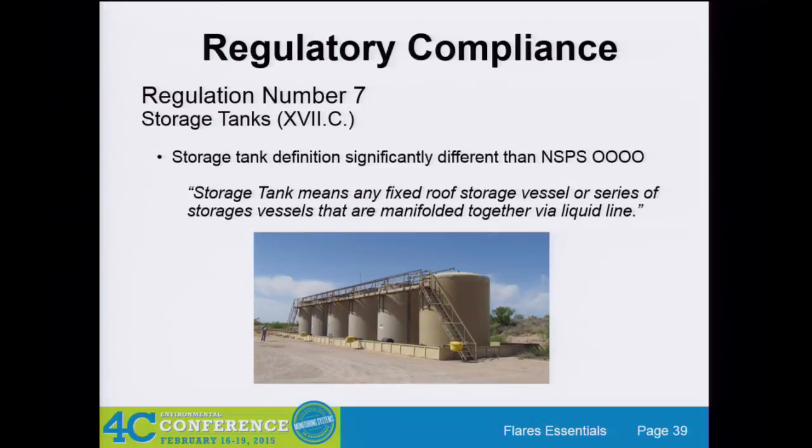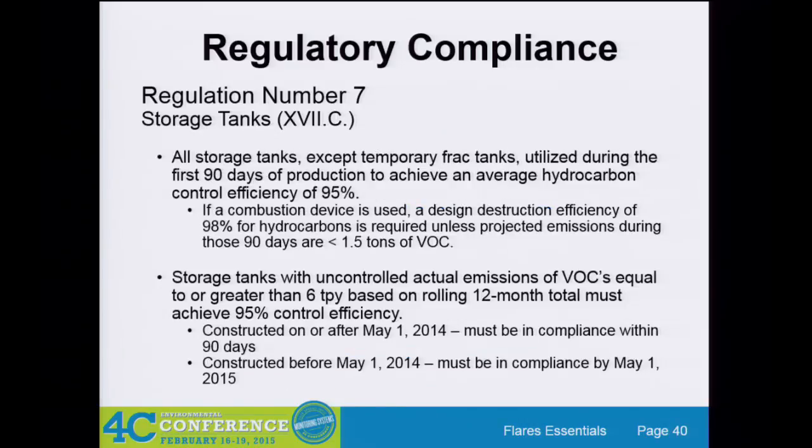Storage tanks. Colorado did a good job of putting a definition together to cover the parallel issue. Instead of 6 tons per year per tank in Quad O, it's 6 tons per year for the storage tank. And I'm going to use the word battery, but they don't. I'll just read it. Storage tank means any fixed roof storage vessel or series of storage vessels that are manifolded together via a liquid line. So if in this example you got a water tank and 5 oil tanks and they're all manifolded together by a liquid line, then all of those tanks operated together have to be less than 6 tons per year. So a big expansion of the rule.